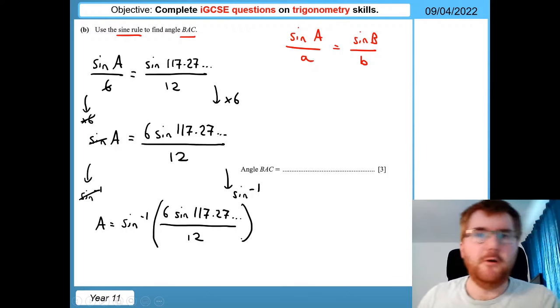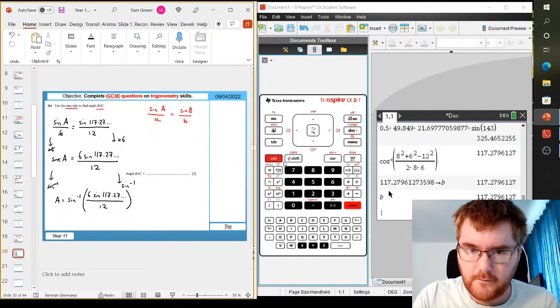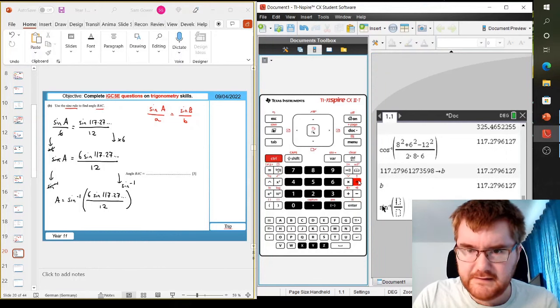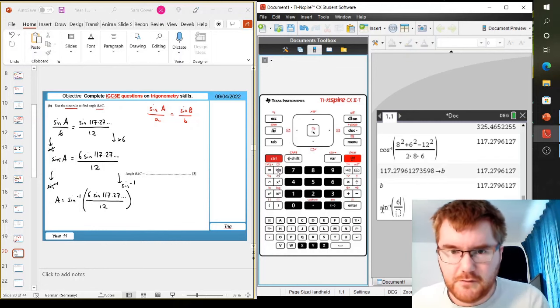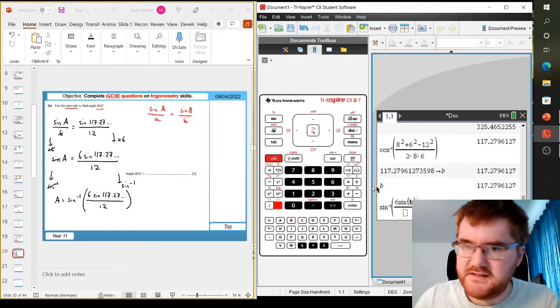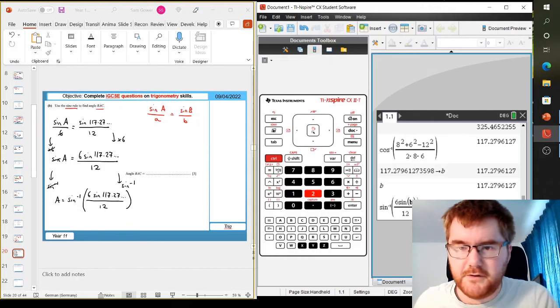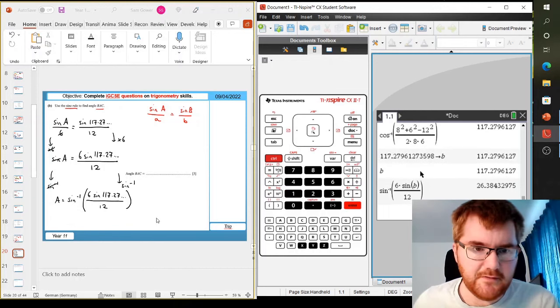So let's again pop this into our calculator. So we're going to have inverse sine, control and divide. And we're going to type in 6, not equal sign, I want a sine there, there we are. Now B, remember, was our symbol that we're using to store that particular angle at the top here. And then 12 at the bottom, we press enter, and we get our answer of 26.38.